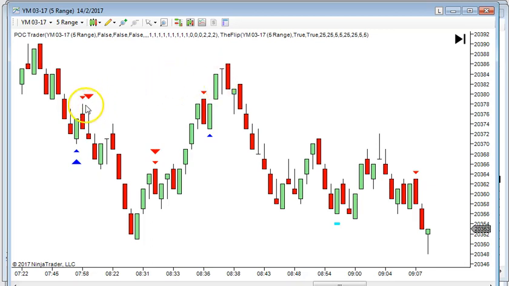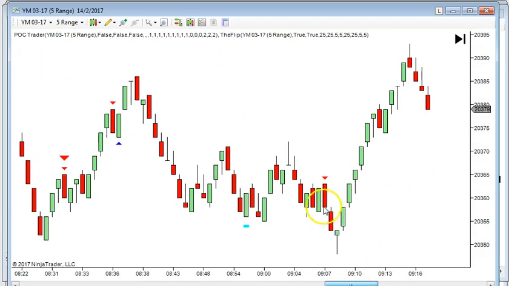Again, this is pre-cash. Even though this trade worked, I'm not really talking about it because I prefer mini Dow once the cash opens, not right ahead of there. This one, it started working.